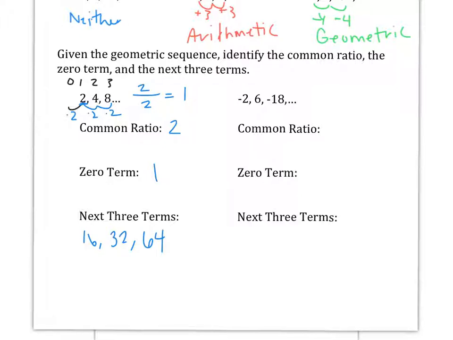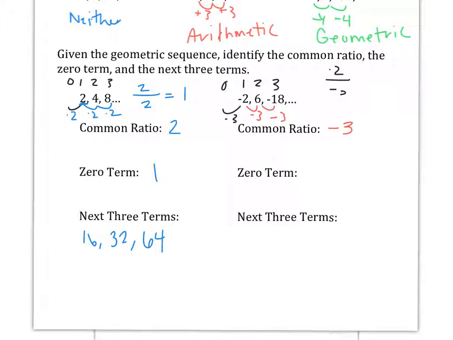All right, let's continue on. Negative 2, 6, and negative 18. What is happening between these terms is multiplying by negative 3. So the common ratio is negative 3. And now I have to find my zero term, so I need to work backwards. And if you'll notice, we will actually get a fraction. So I'm going to divide negative 2 by negative 3 to get my zero term.